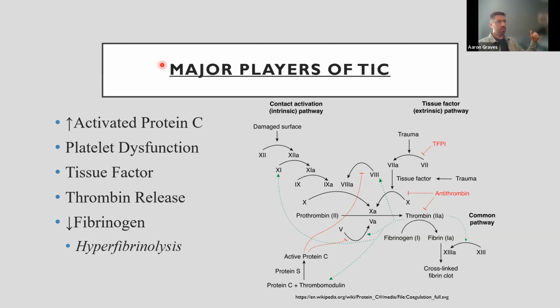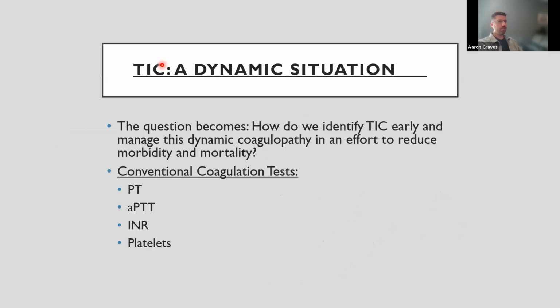In particular, to note, one recurring theme of trauma-induced coagulopathy is this association with hyperfibrinolysis. That is, even when clots form, they can break down quickly and rapidly, resulting in uncontrolled bleeding from sites not only at the site of injury, but from non-injured sites in the trauma patient. So the question becomes, how do we identify trauma-induced coagulopathy early, and how do we manage this dynamic coagulopathy in an effort to reduce morbidity and mortality?